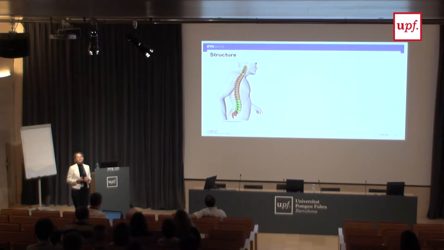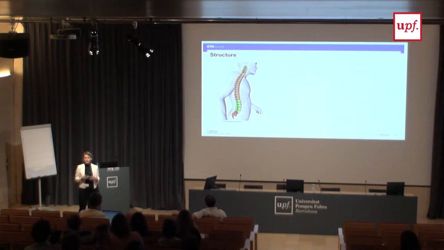For the ones that don't really know anything about the intervertebral disc, this is the spine, and you have different levels of the spine. You have the sacral area, the lumbar area, which is actually very prone to degeneration and spinal problems. We'll talk about that a lot. Then you have the thoracic area and the cervical area.